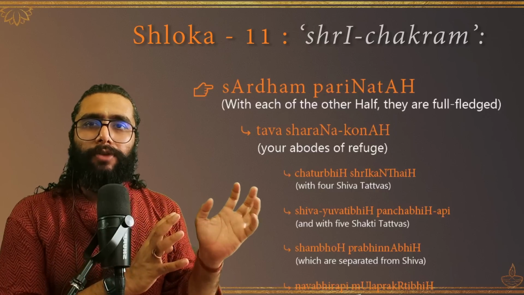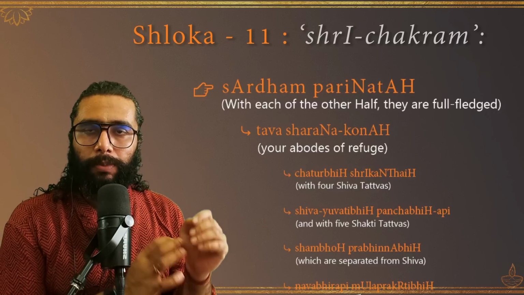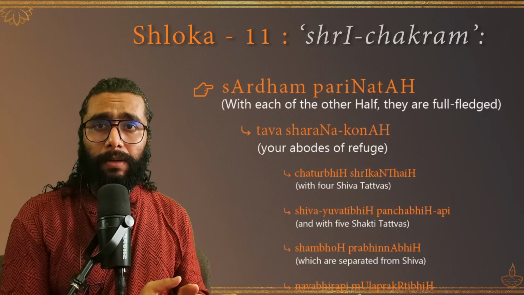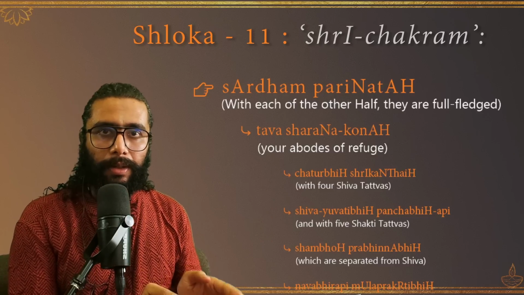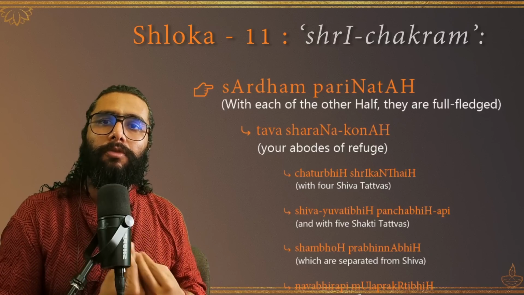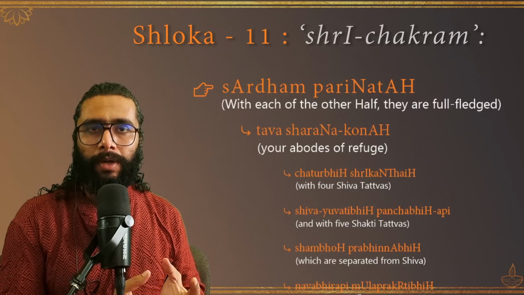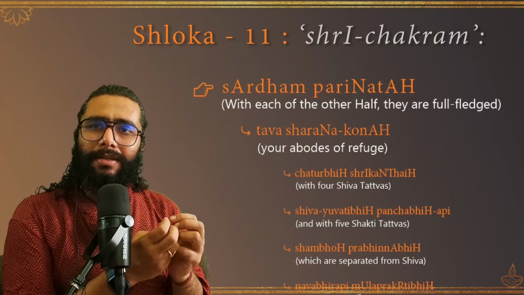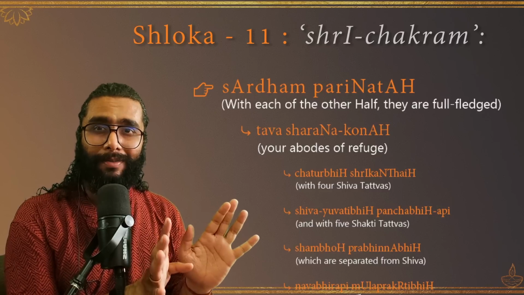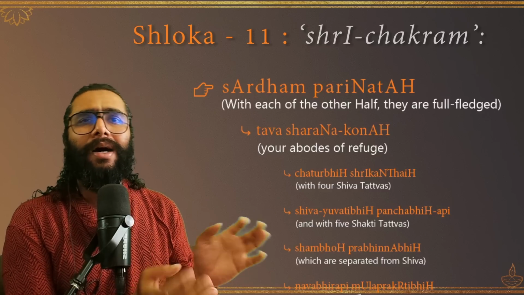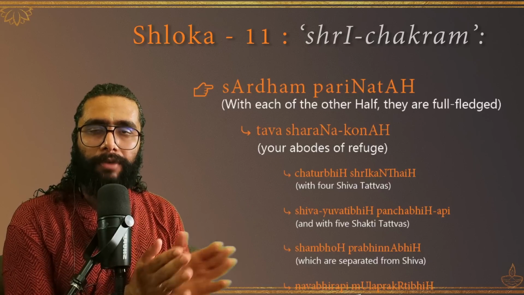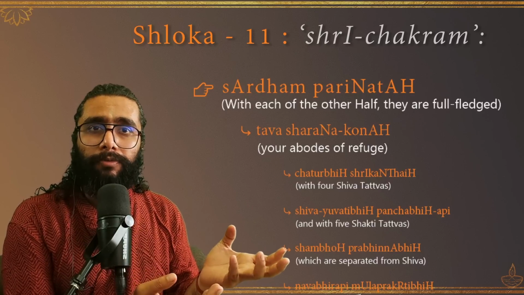So we have to do a little bit of an anvaya krama. We have to move the words forward and backward to make sense. Parinataha, sardham parinataha. Ardha means a half. Sa ardham means along with the half. Parinataha means they have become fully blossomed, full-fledged. With this, with the other half, there are 2 halves present somewhere. We don't know it yet. But sardham parinataha, with each other, those 2 halves have now become complete. They are full-fledged. What have become full-fledged?